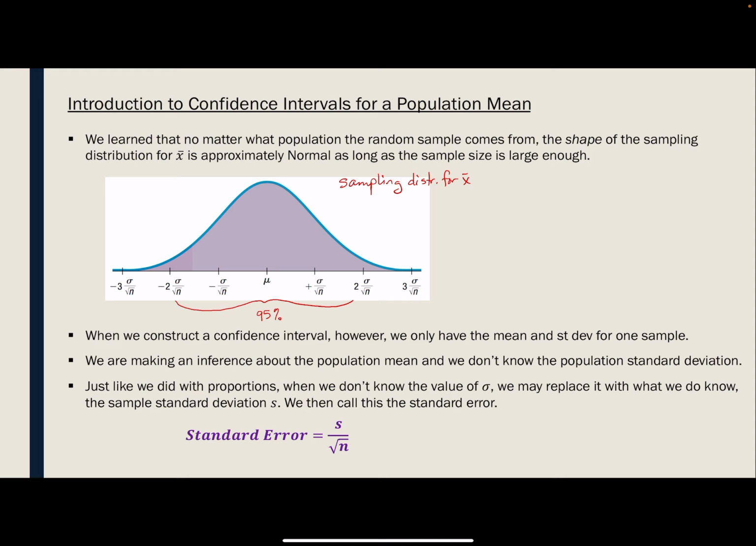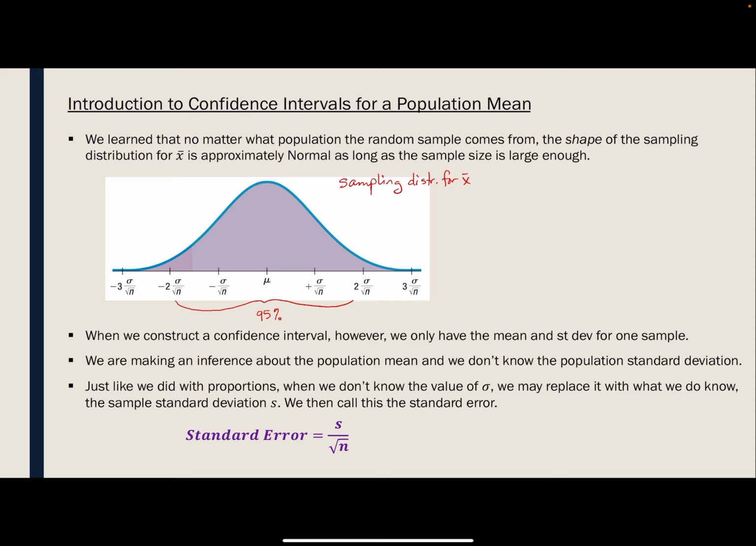So we can use this same idea when we have just a single sample and we're trying to make an inference about the population mean. So if I take a single sample and I have one X bar and one standard deviation for that sample, where is that X bar that I just found? Right? I don't know if it's above or below the population mean. I don't know if it's close to it or far away.